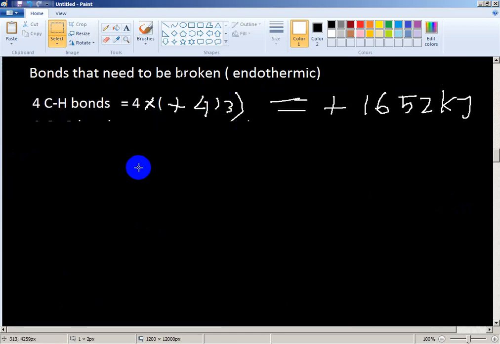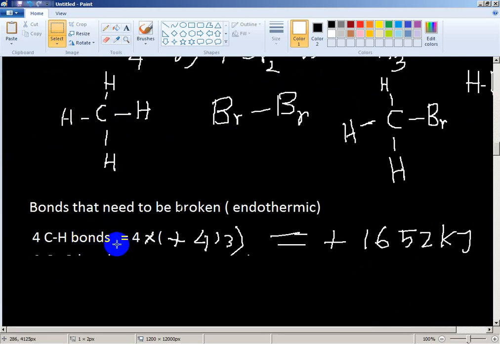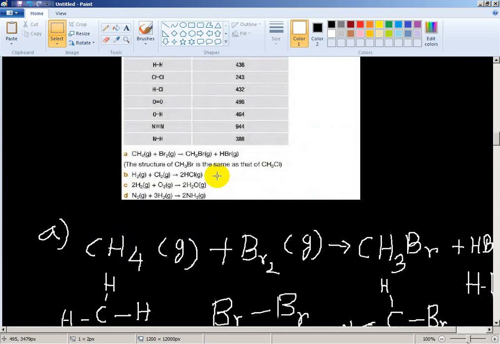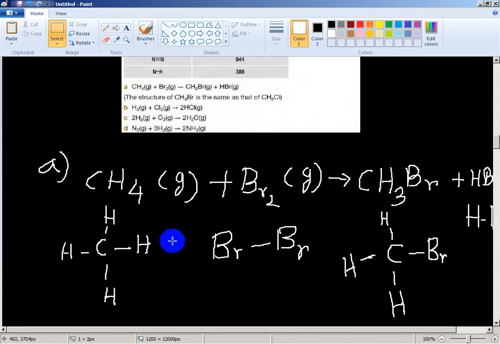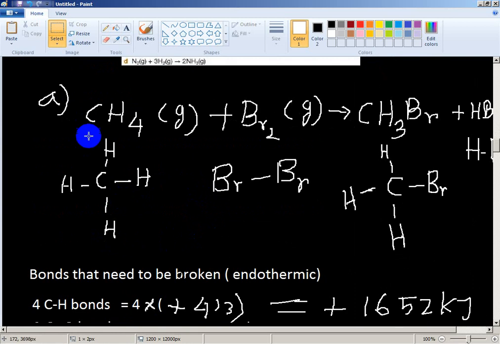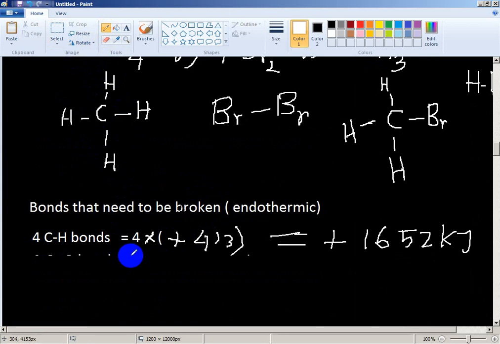Here there are 4 carbon hydrogen bonds. 4 multiplied by 413. We know the carbon hydrogen bond is 413. So for 4 carbon hydrogen bonds, 4 multiplied, plus sign because this is endothermic, 413. So 1652 kilojoules per mole. Have you understood these things?